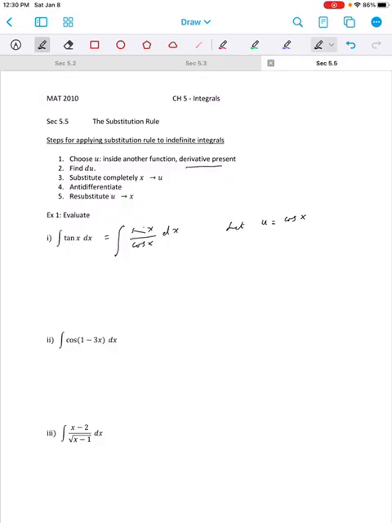We don't have a negative, but that's not a big issue. So we will take u to be cosine x, and that's what the first step is saying. And the second step is saying now find du. So du is going to be minus sine x dx. And this is something from Calc 1, if you recall.